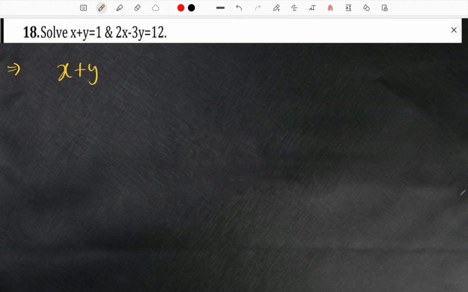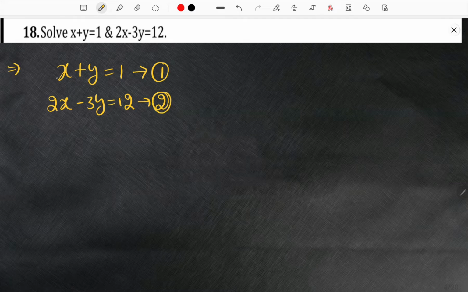So x plus y is equal to 1. Let me call it equation number 1. And the second equation is 2x minus 3y is equal to 12. Let me call it equation number 2. Here x is there, here 2x is there. Let us multiply with 2 and here with 1.